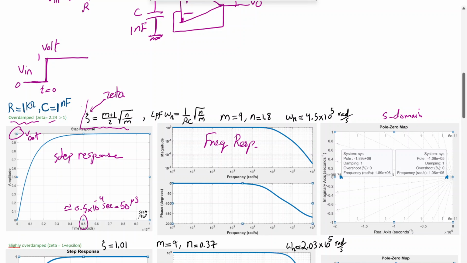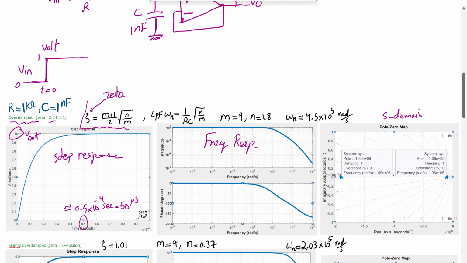So you can see that the imaginary part is 0. It's overdamped, so the poles are just pure negative real values. So this is negative about 100,000 radian per second on the x-axis, and this one is further away on the x-axis, nearly negative 2 million radian per second. There you go, negative 1.9 million radian per second. So these are pure negative real poles indicating an overdamped response.